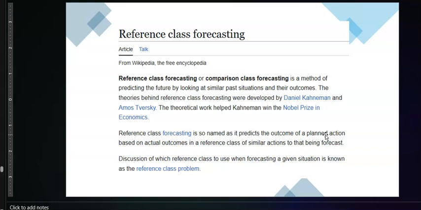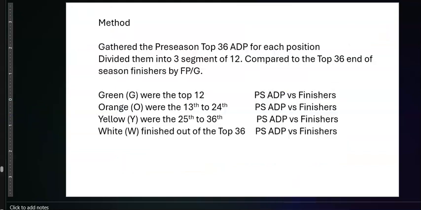Kahneman and Tversky won the Nobel Prize in behavioral economics. It can help us predict the outcome of action based on past outcomes. So, I've never seen this done out there on Twitter. It needs to be done. People talk about it, but this is a way to kind of zero in on it. This is the way I'm going to do it, and you can check it out later.